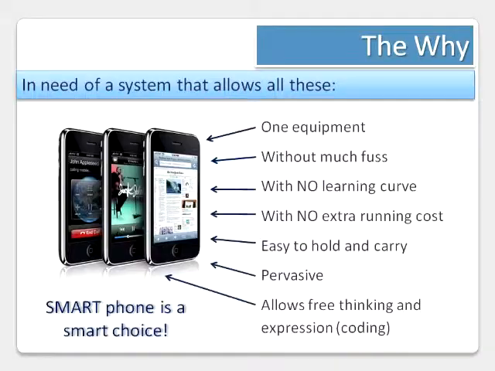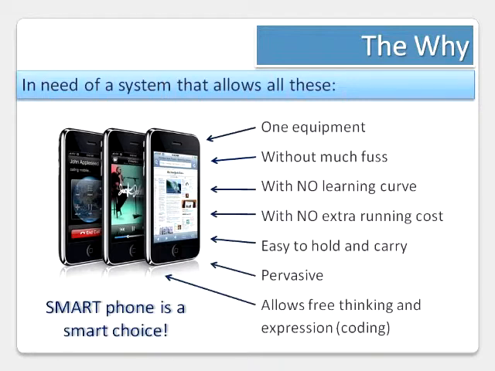And that's when we thought that we should find a system which gives us all the facilities. Look at this. This phone is one equipment without much fuss. Everybody has a phone, knows how to use a phone, even a 1-year-old knows how to use a phone these days. No learning curve, therefore. No extra running cost. Everybody has it anyway, so you don't have to go and buy an equipment to be able to use it. Easy to hold and carry.